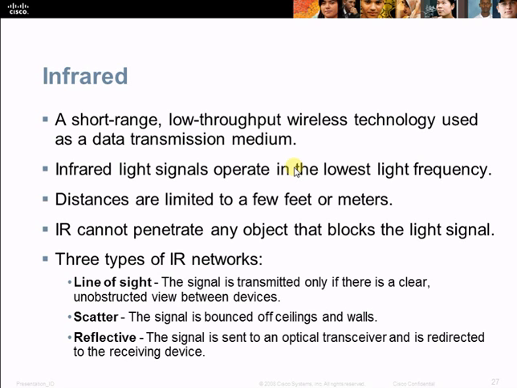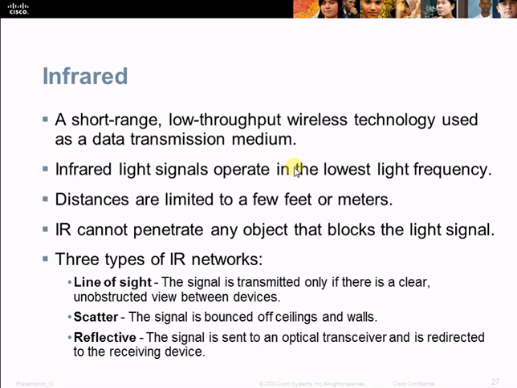Infrared is short range, and it's the lowest frequency of the radio waves. It can only go a few feet or meters, and it cannot penetrate objects that might block the signal. It has to be a line of sight. There's a scatter, where it can bounce off ceilings and walls, and then there's reflective, where the signal is sent to an optical transceiver and redirected to the receiving device.